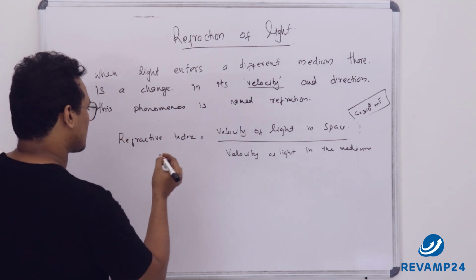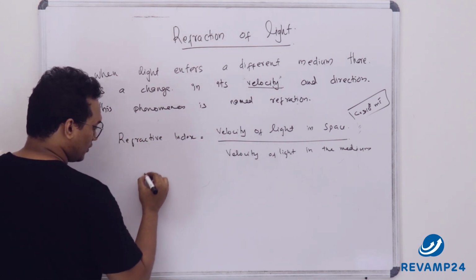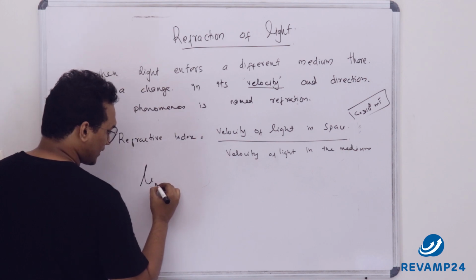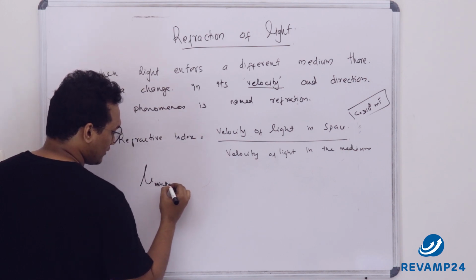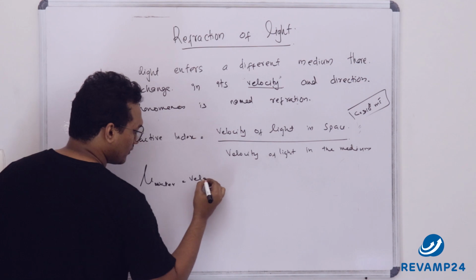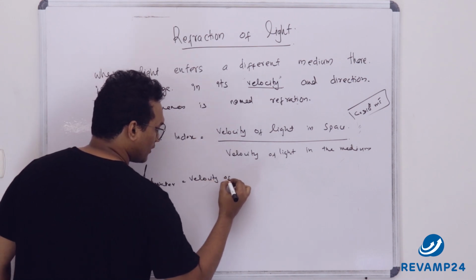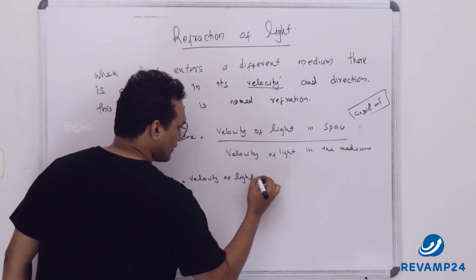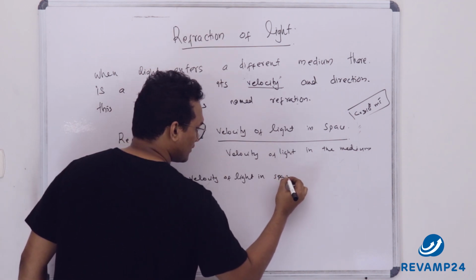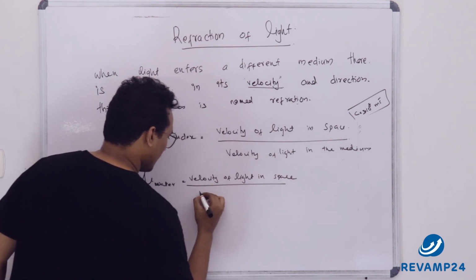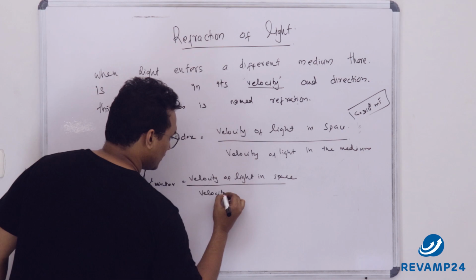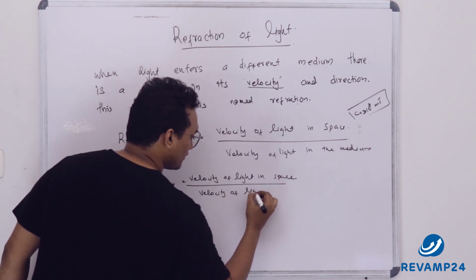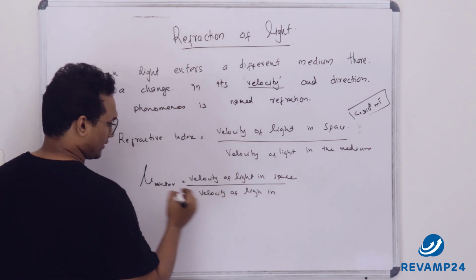Now the refractive index of water is equal to the velocity of light in space divided by the velocity of light in water.